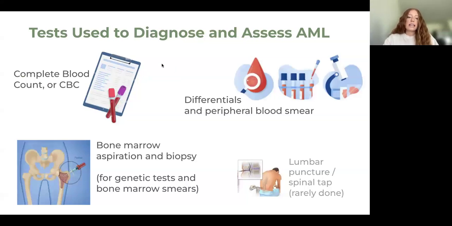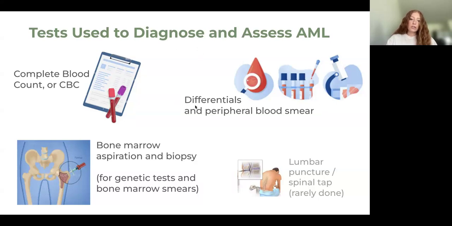I want to go over the tests that are used to diagnose and assess your AML. You might be familiar with some of these. I'm going to go over the 3 main ones, and then we'll talk about the 4th one that's used a little less. So the complete blood count, or CBC, assesses your main blood cell types, or your counts. That's red blood cells, platelets, and then the total white blood cell count. It also tests some of the red blood cell characteristics. We'll go over that a little bit later.